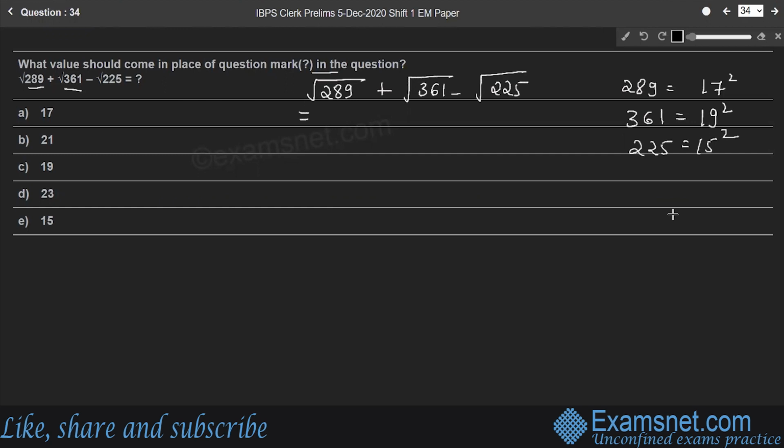Therefore, their roots are: root of 289 is 17, plus 19, minus 15, which is equal to 36 minus 15, that is 21. So it is a direct question. The only thing is we have to find the roots. Since the given numbers are already square numbers, there is no need to find the roots using the factorization method, right? Therefore, it's a direct question. Only substitute the values and find the answer. So, which is option B.